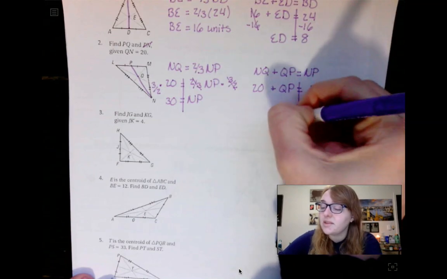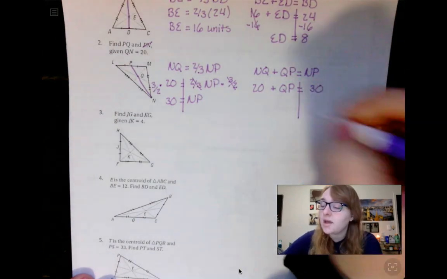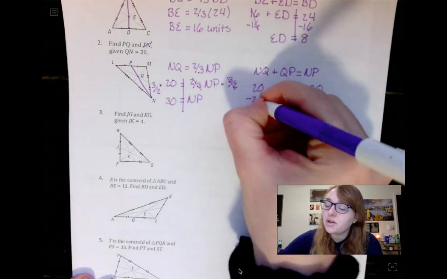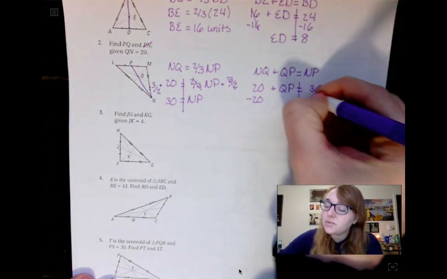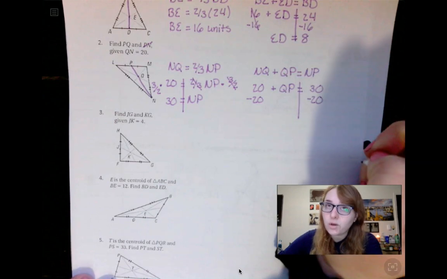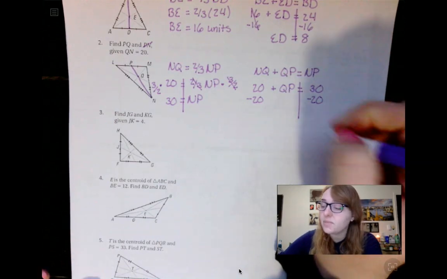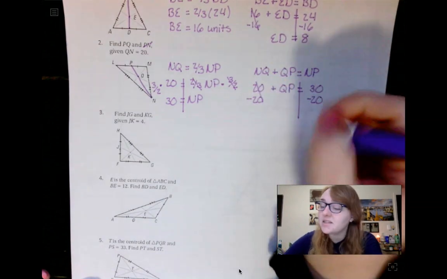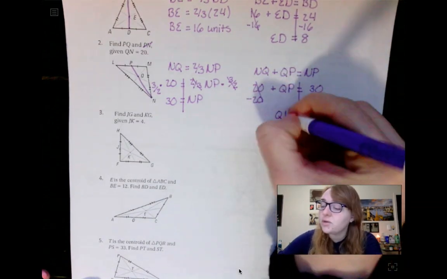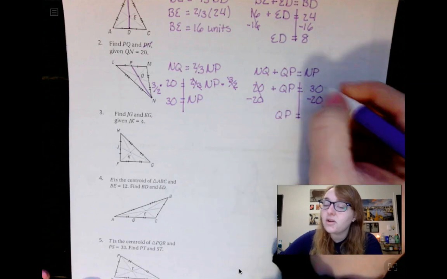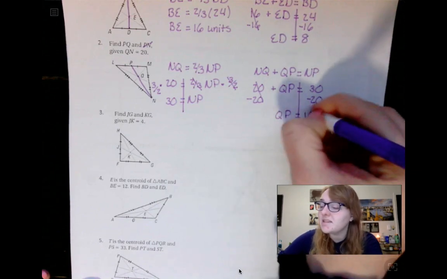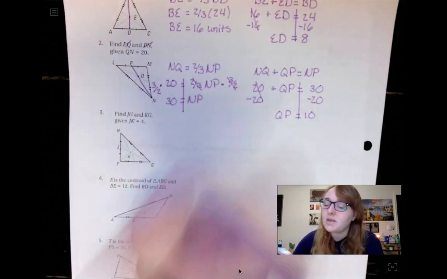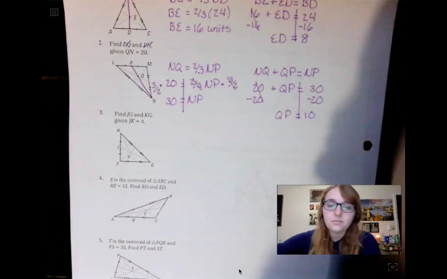So we're just solving this like an Algebra 1 problem. In order to find QP, we need to use the opposite operation on this positive 20. So we subtract 20 once on each side of the equal sign here. Positive 20 minus 20 cancel because they add to 0, leaving us with just QP. And then 30 minus 20 is 10. So we found PQ and PN as well.